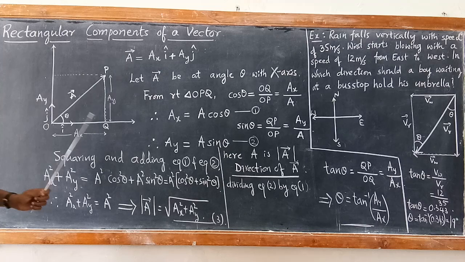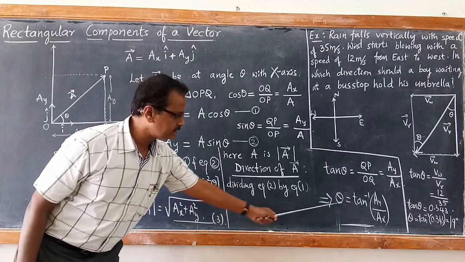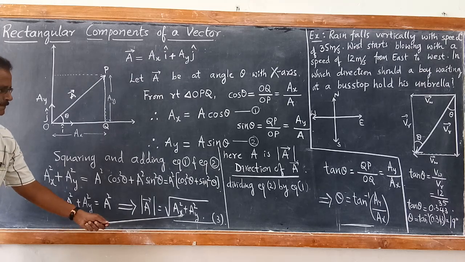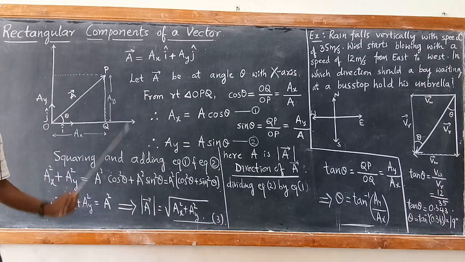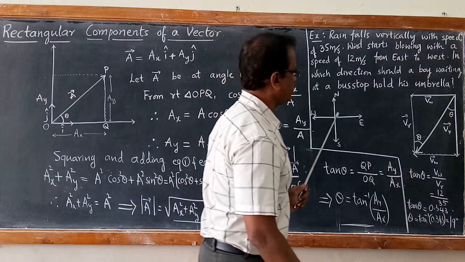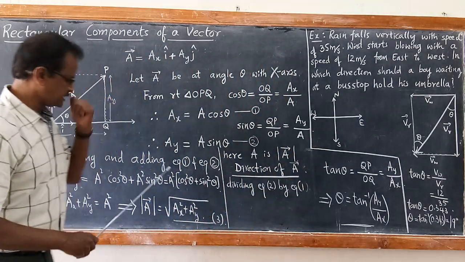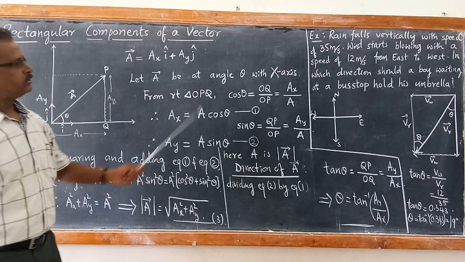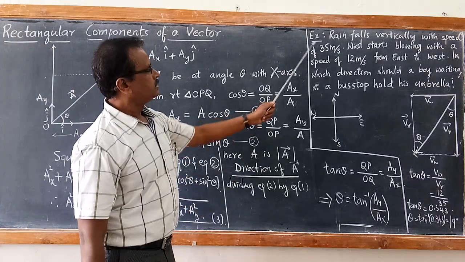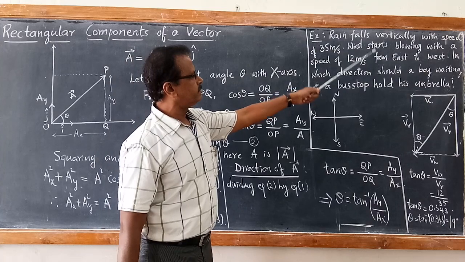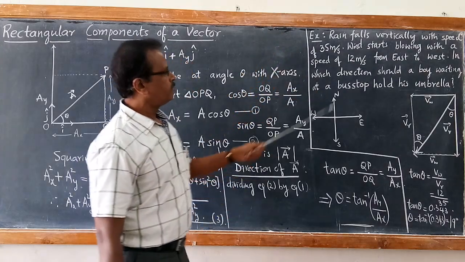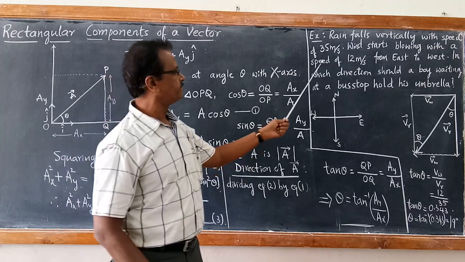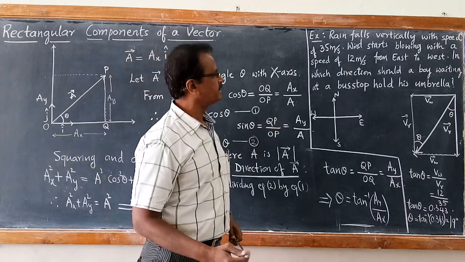So this is how we find out direction by an angle theta and magnitude by square root of ax square plus ay square. Now let us quickly look at an example. Once you understand this, we will solve an example based on this. Rain falls vertically with a speed of 35 meter per second.